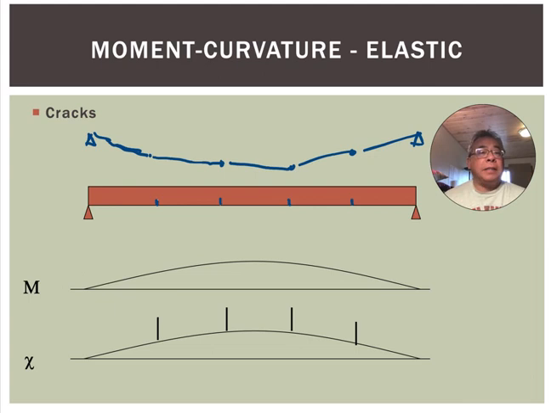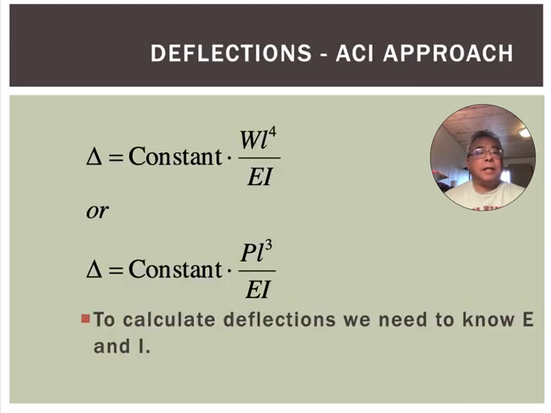So what that means, unfortunately, is everything you've learned in 3200 or anything you look up on the internet or everything you get out of a steel manual is wrong. And so here are some examples. Whenever you get the deflection, it's some coefficient times WL to the fourth over EI, or it's some coefficient times PL cubed over EI. What you need to know are E and I to be able to use these formulas.